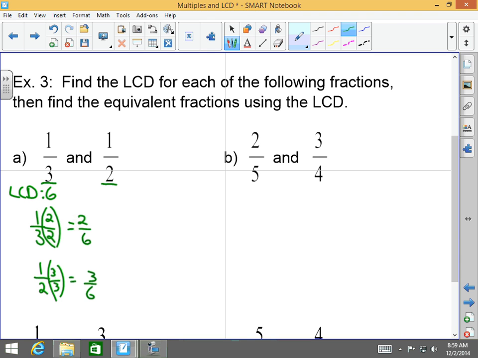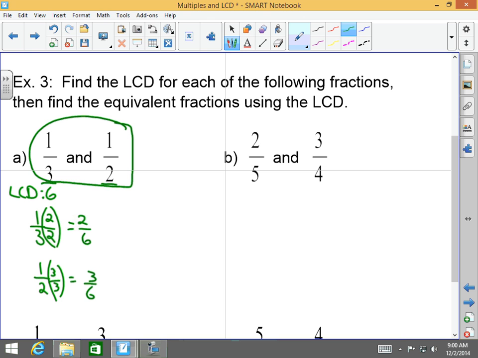If you reduce them, then they go back to the original, and then you cannot add them. So no. You have to follow the directions, my man: find the LCD, and then convert the fractions into equivalent fractions using the LCD.